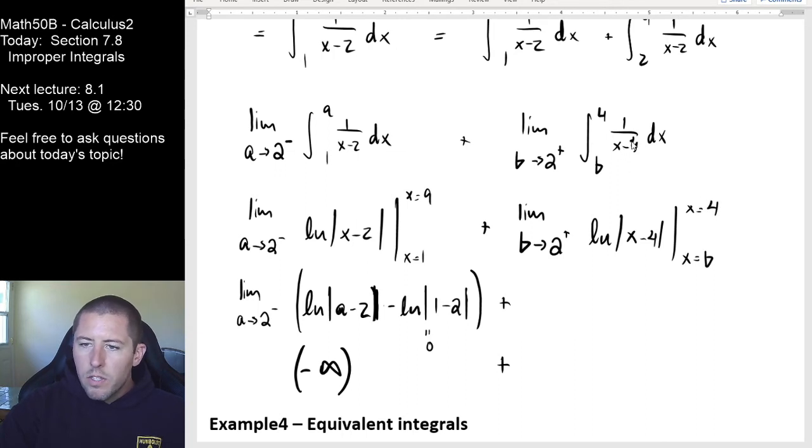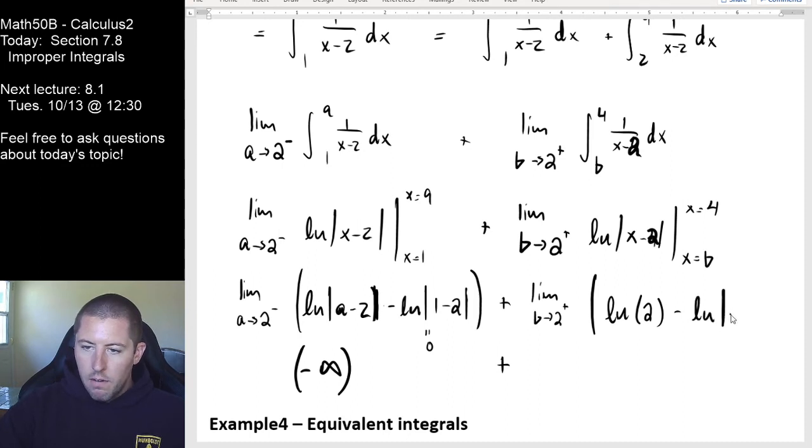Oops, why did I switch right here? That's a 2. That's a 2. All right, so it looks like what we're going to be getting here is the limit as b goes to 2 from the right of natural log of 2 minus natural log of b minus 2.